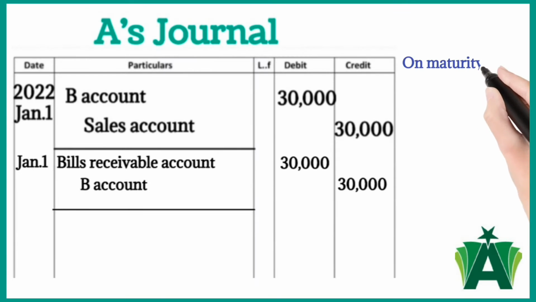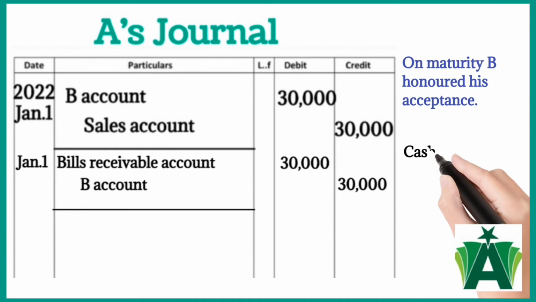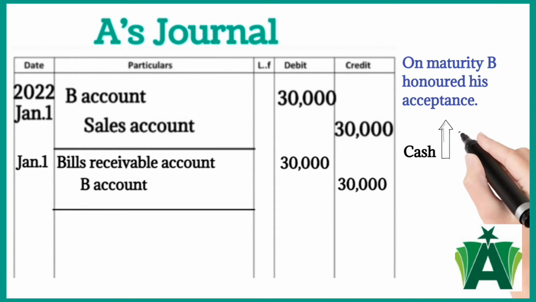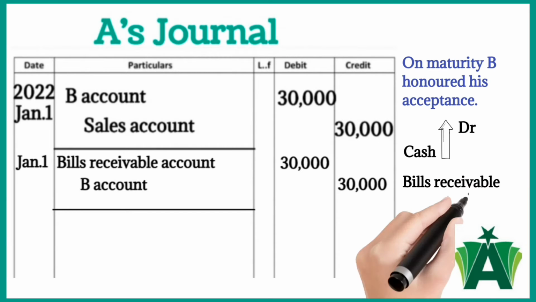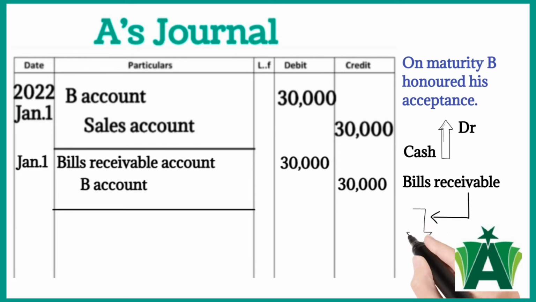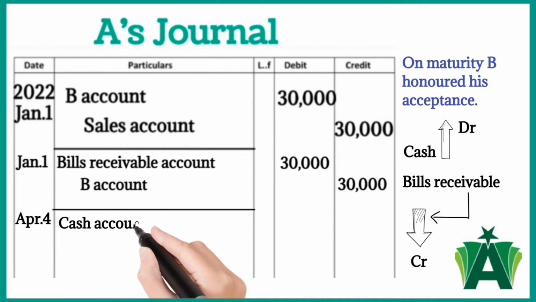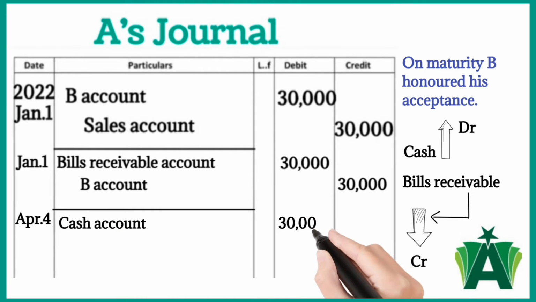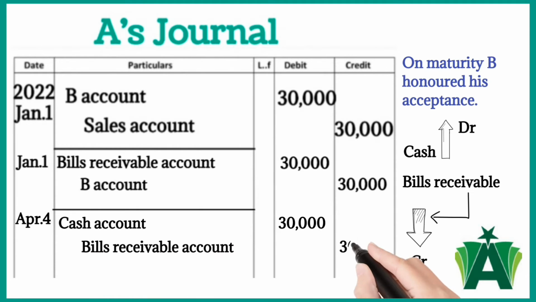On maturity, B honored his acceptance. Here, there is an increase in cash, and cash is an asset. When an asset increases, the account is to be debited. There is a decrease in bills receivable. Bills receivable nature is an asset. When the asset decreases, the account is to be credited. Now, cash account is debited with the amount of $30,000, and bills receivable account is credited with the amount of $30,000.